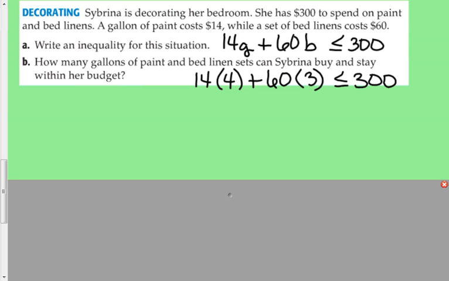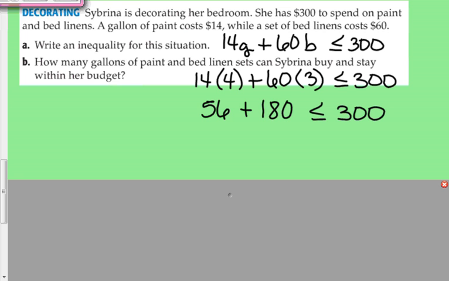If she has a lot of money left over, you could up one of these, increase your gallons of paint or increase your bed linen sets. But you work it out and see, is it going to stay less than 300? And if we do this, 4 times 4 is 16, and then 1 times 4 is 4. I'm sorry, plus 1 is 5. I'm trying to do that without writing it out. So we've got 56 plus 180. Write that right. And when you add that together, that's going to stay less than 300. So you can increase one of these options.